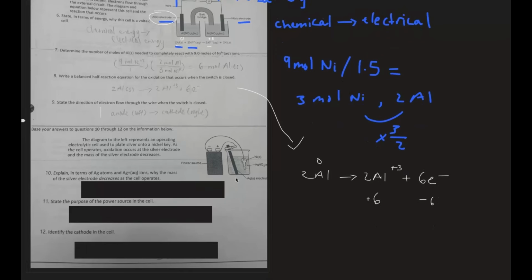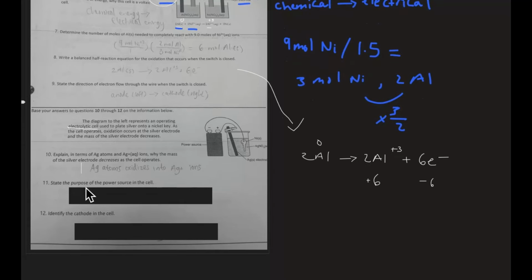All right, number 10, explain in terms of Ag atoms and Ag ions why the mass of the silver electrode decreases as the cell operates. Well, pretty similar situation here, except we have a power source, right? So this is an electrolytic cell right here. So Ag is our anode, all right? So that's going to be oxidized. So when we oxidize it, it's going to lose electrons. And like we talked about before, if you lose electrons, you're going to be losing mass as well. So, boom. Number 11, state the purpose of the power source in the cell.